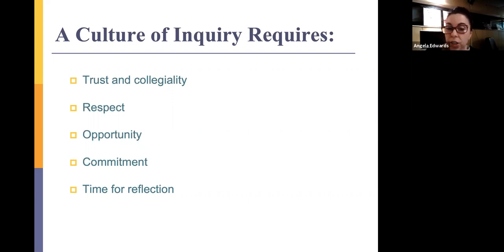So trust and collegiality, so that educators feel able and confident to talk about their concerns or their ideas or any challenges that they face. Respect for individual viewpoints and understandings. This is essential. So viewpoints, understanding, cultural understandings as well. Opportunities during our busy teaching and planning schedules for all educators to contribute to discussions. And this is something that takes commitment at both an individual level, but also at an organisational level.